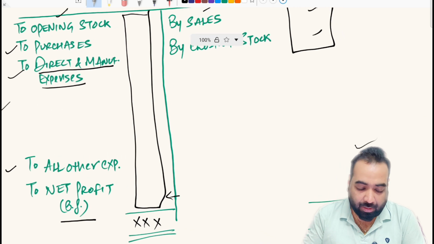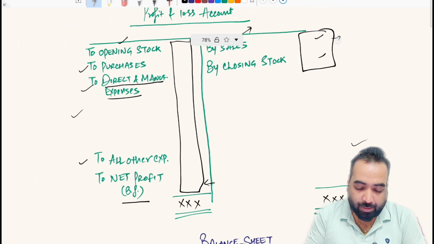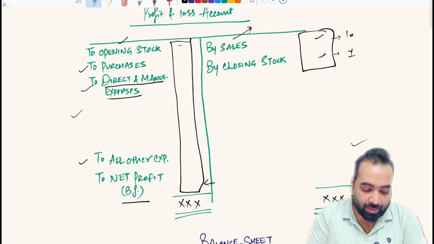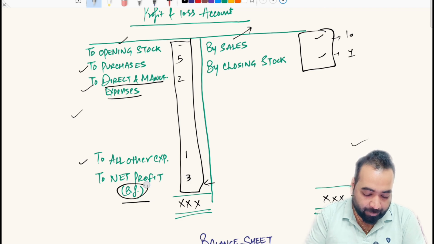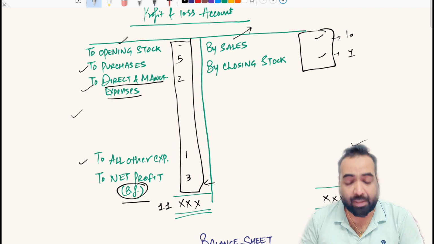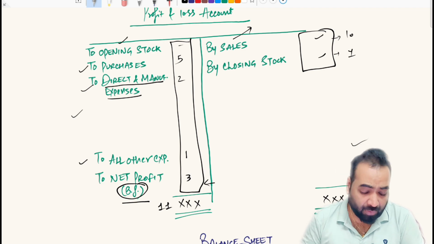For example, the sales is 10 rupees, stock is 1 rupee, then this total is 11 rupees. Suppose opening stock is nil, purchases are 5 rupees, direct expenses are 2 rupees, this is 1 rupee, then 5 plus 2, 7 plus 1, 8, then net profit is 3 rupees, which is the balance left. So the total is 11 rupees here as well, right? So the total of both sides always matches with each other.